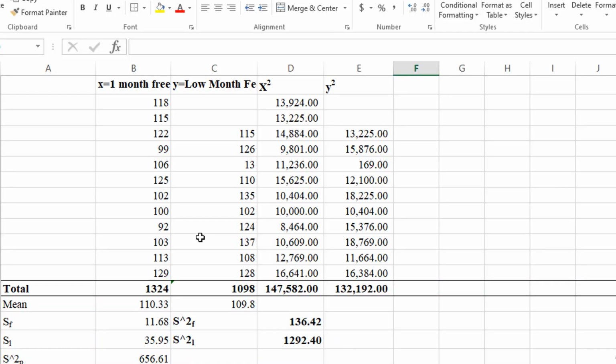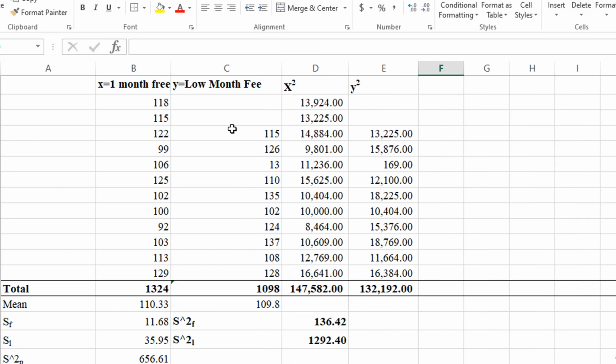So here is the solution. I will use x as a variable to denote the 1 month free package and y for the low monthly fee package. I am going to expand this one. These are the values as given in the data. Columns B and C are related to the data descriptions, and the other two columns, D and E, are calculated ones. So we will use this total.